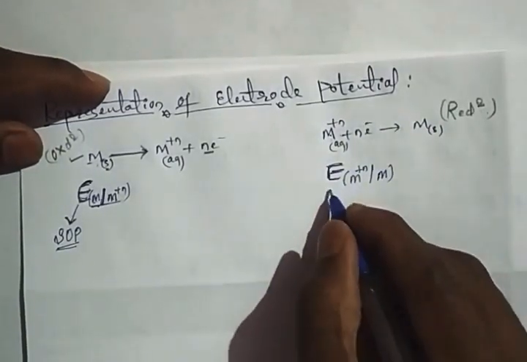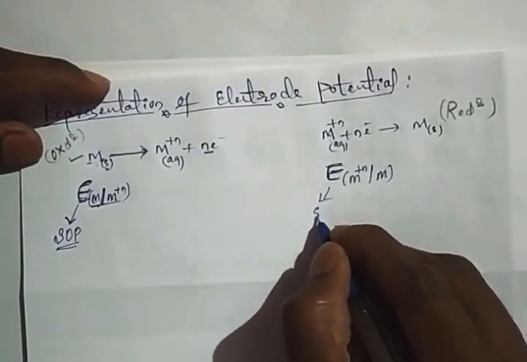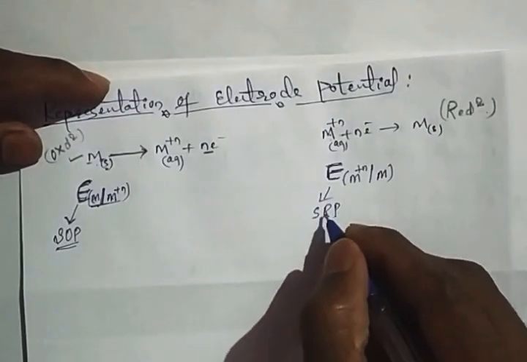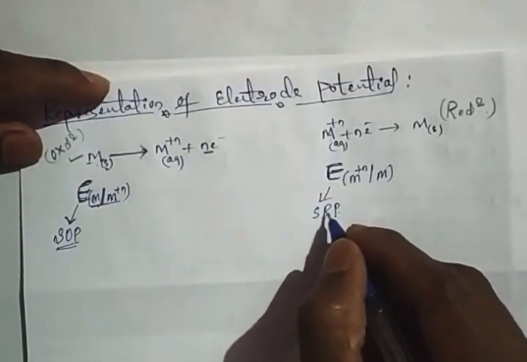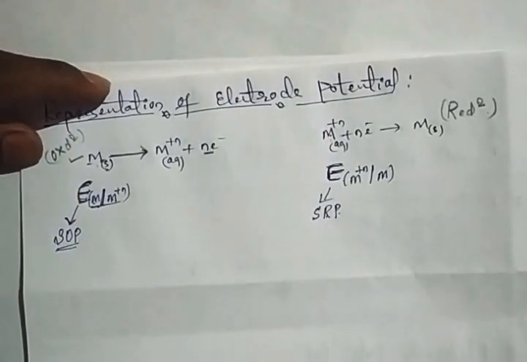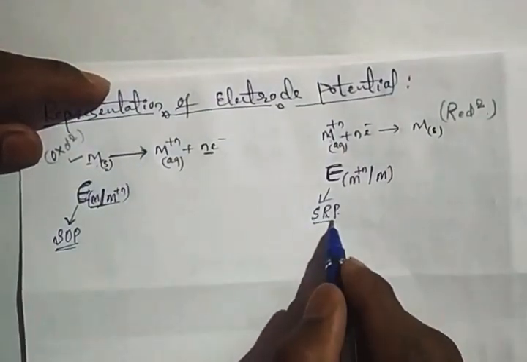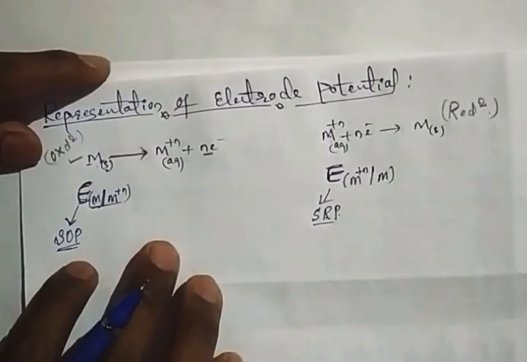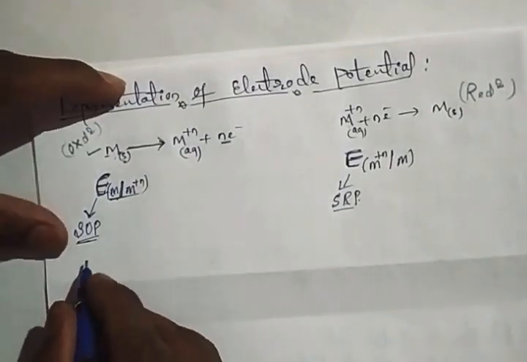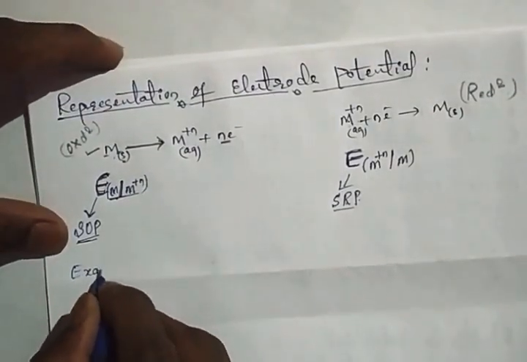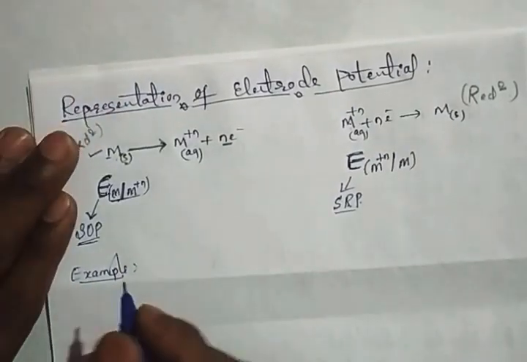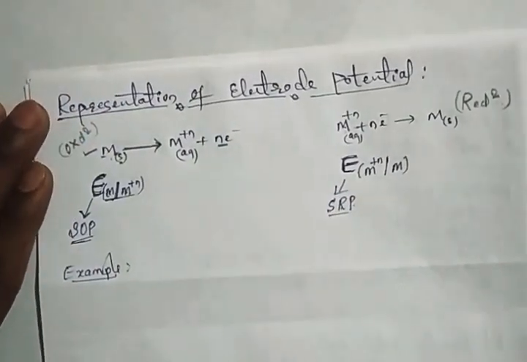So this one is called the standard reduction potential, SRP, standard reduction potential, not PRS. It is just SRP, standard reduction potential. Now let us consider one example, zinc and copper in the Daniell cell. In this topic, Daniell cell examples we have already considered. Just recall those reactions.